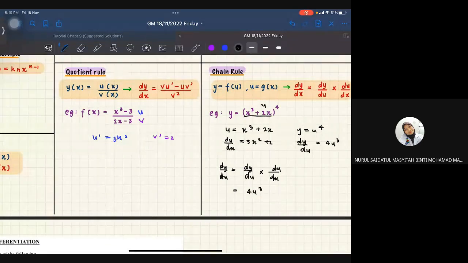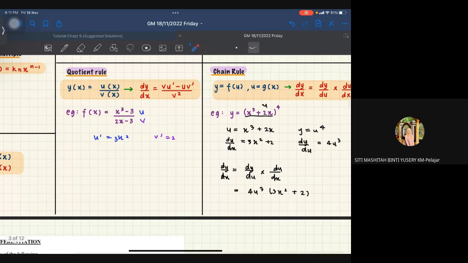And then du dx is 3x square plus 2. Okay, but is this my final answer? Is this my final answer? No. No, why? Substitute u back. Yes, correct.